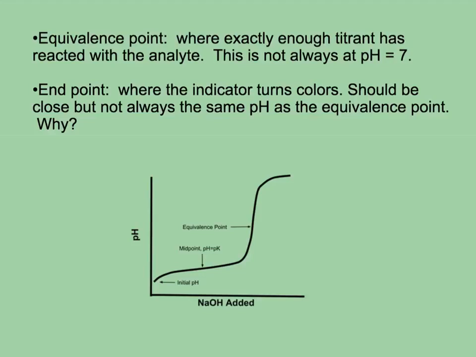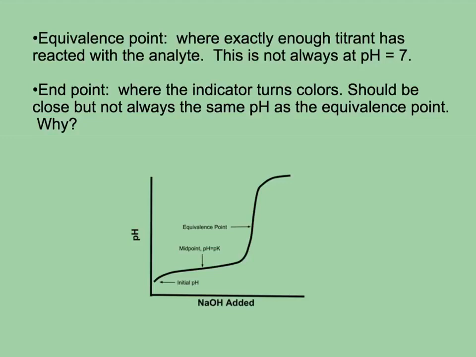What you want to do is pick an indicator that will change at a pH close to what the pH would be at your equivalence point. So the pH at the endpoint should be close, but not always the exact same pH as the equivalence point. For example, let's say you take HCl and NaOH and you react them together, and the pH at the equivalence point is a pH of 7, as an example. It doesn't always have to be 7, but let's say it's 7 this time.